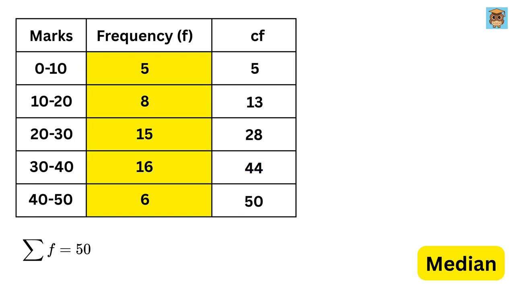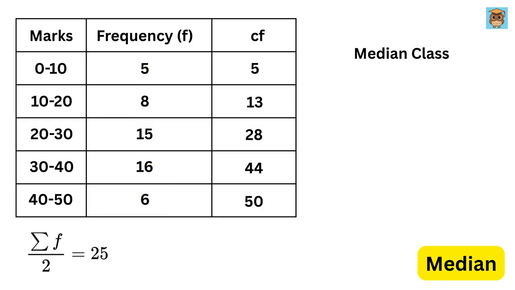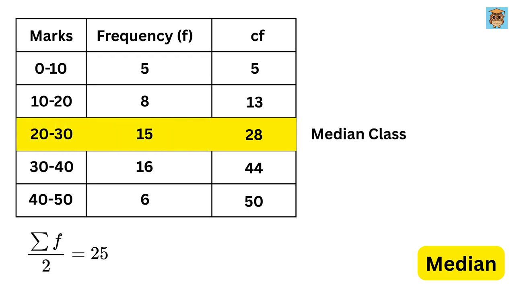The total frequency sum of f is 50, and half of the sum of f is 50 divided by 2, which equals 25. Then we find the median class. The median class is the class where the cumulative frequency is just greater than or equal to 25. Looking at the table, we see that for the class 20 to 30, the cumulative frequency is 28, which is greater than 25. Therefore, our median class is 20 to 30.